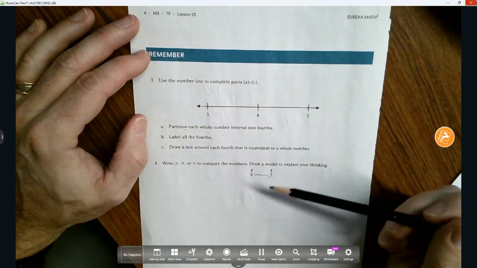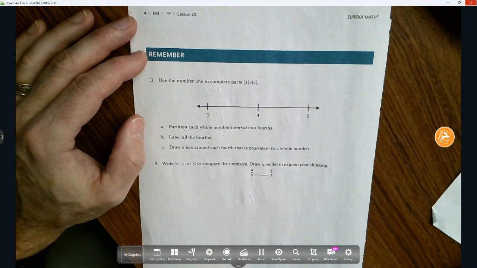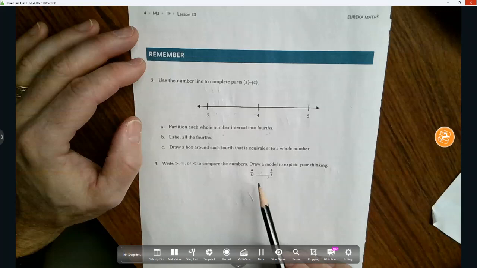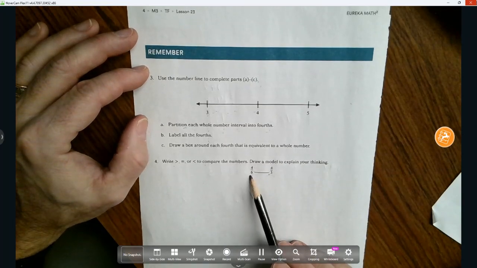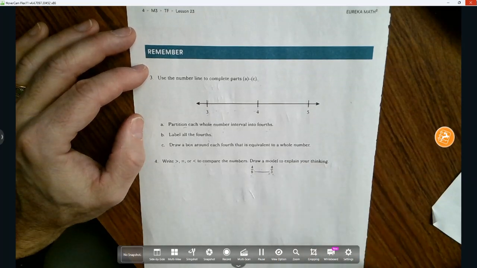So you want greater than, less than, or equal to in here to compare and draw. Tell us how you know. So with me, I go back to pizza or cake. Think about pizza or cake with this one. If you have a cake or a pizza split into 6 pieces, or a cake or a pizza split into 3 pieces, which one is going to give you a bigger piece to eat? All right. Which one's going to give you a bigger piece to eat?